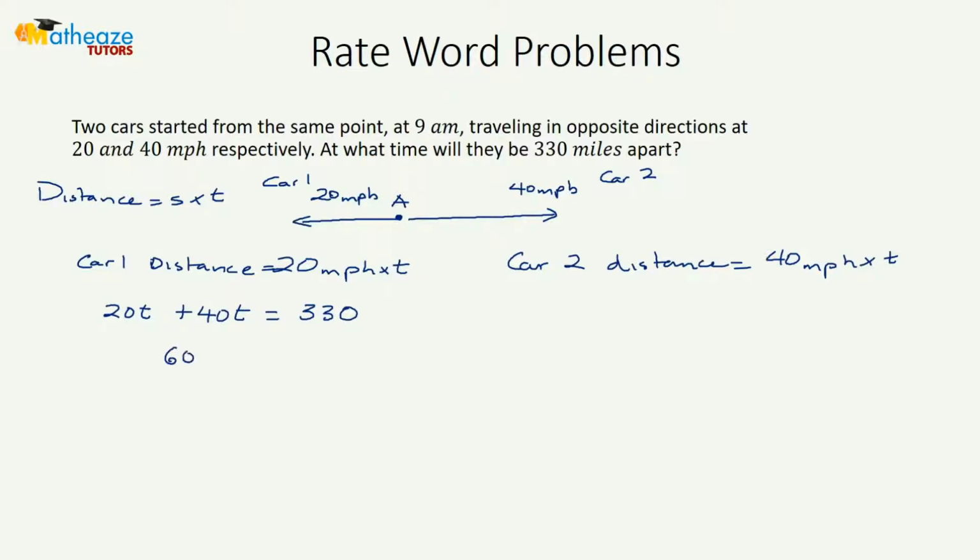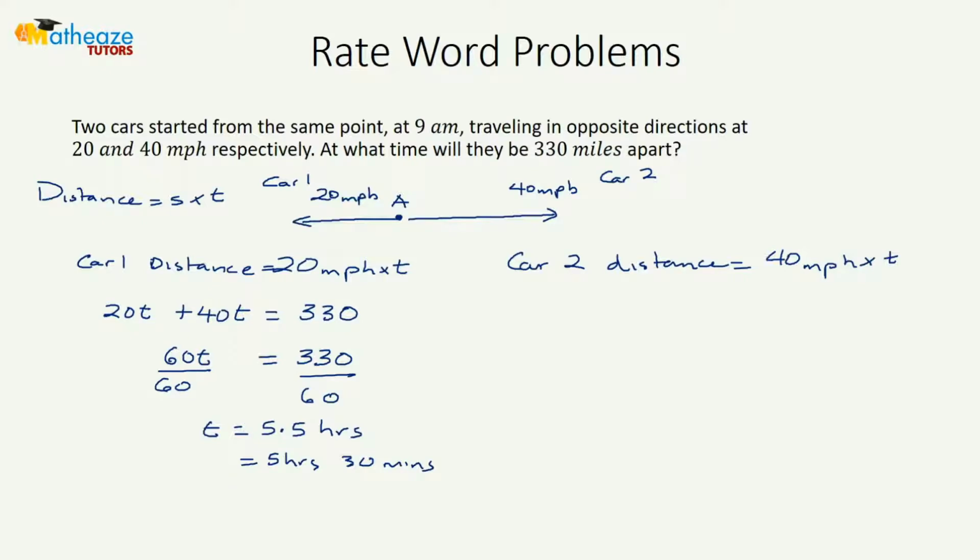So 60t is going to be equal to 330. We divide by 60 on both sides, and so t is going to be 5.5 hours, or we can write this as 5 hours and 30 minutes.